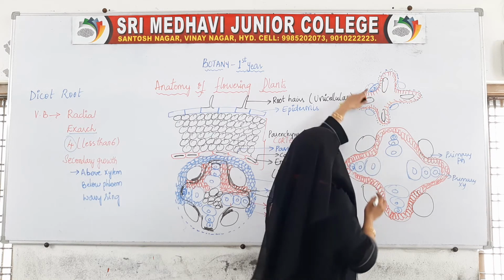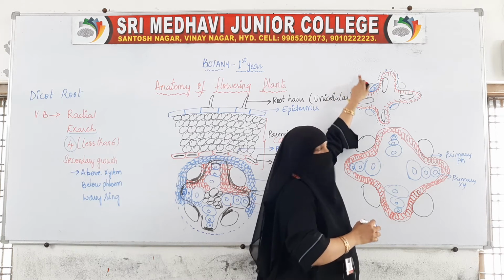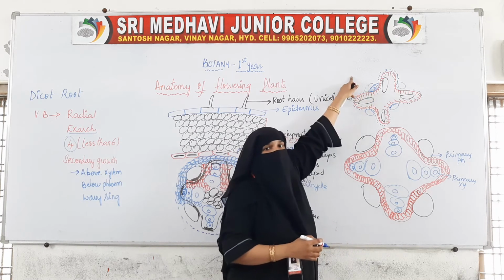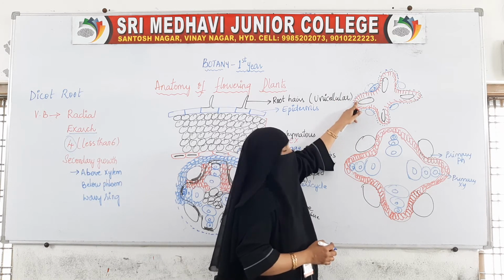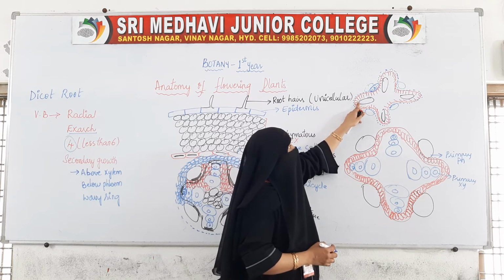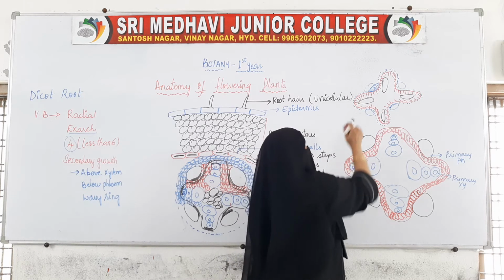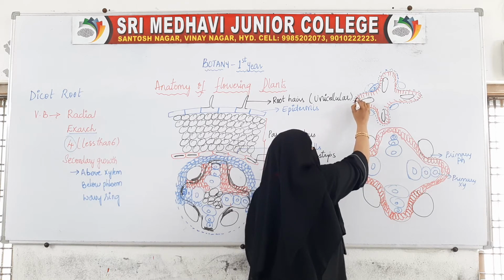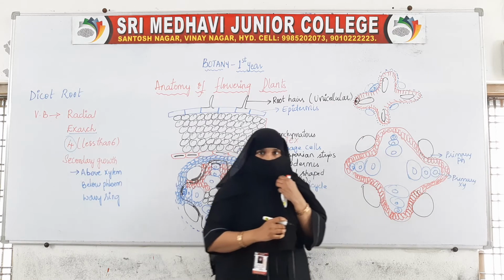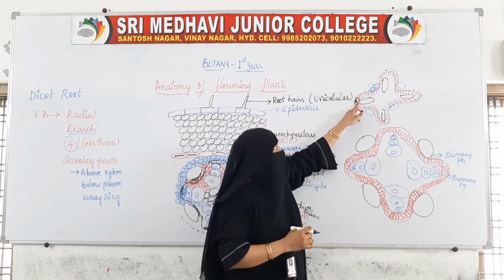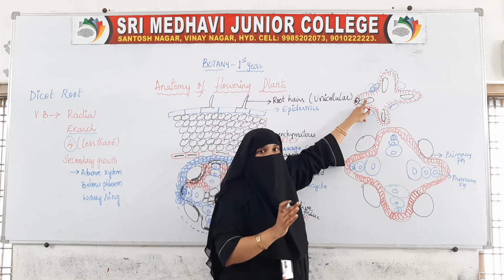they will push this primary phloem towards the outside. And same with this one. Here new xylem cells will be formed. So new xylem cells will be pushing this old xylem towards the inner side.